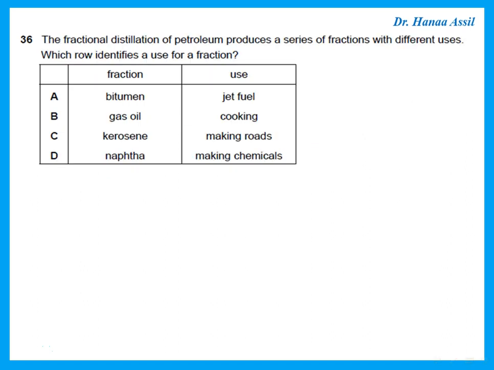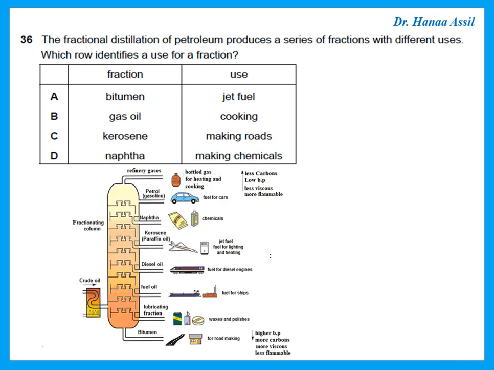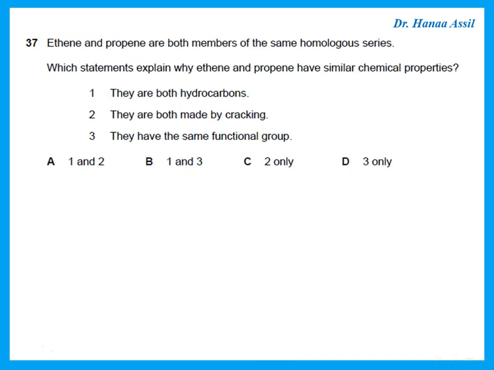The fractional distillation of petroleum produces a series of fractions with different uses. Remember, you are supposed to know the order of the fractions that come out from fractional distillation of petroleum and the use for each fraction. So which of these is correct? If you look at the uses, you will find that naphtha, yes, is used for making chemicals, but the others are wrong.